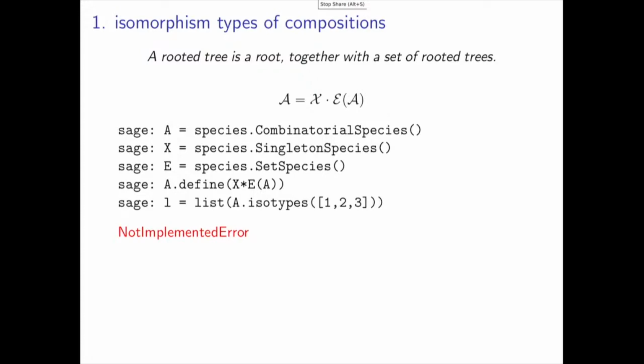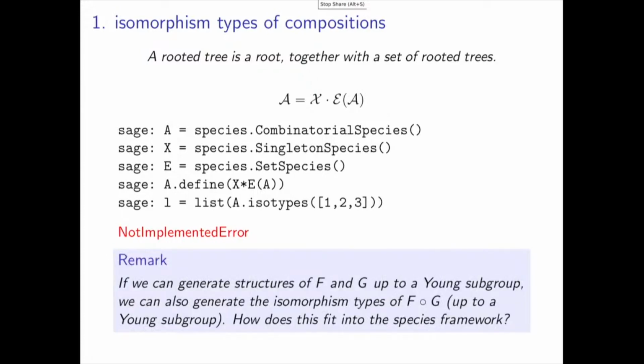And the reason is, it's actually not quite easy to implement this. What you would need to be able to produce representatives for isomorphism types is to actually generate isomorphism types for Young subgroups. You have to go a little bit further. And this is something we definitely want to have eventually. And it's not completely clear how to design this in a nice way, and an efficient way.